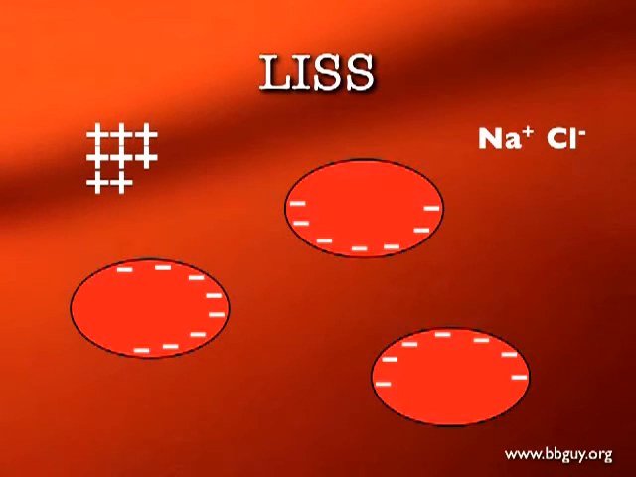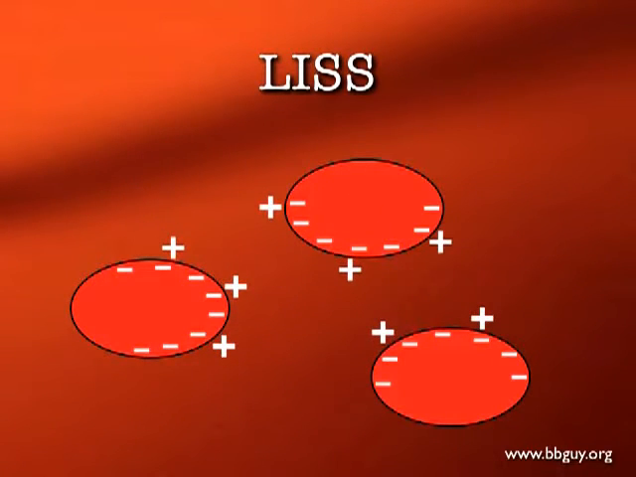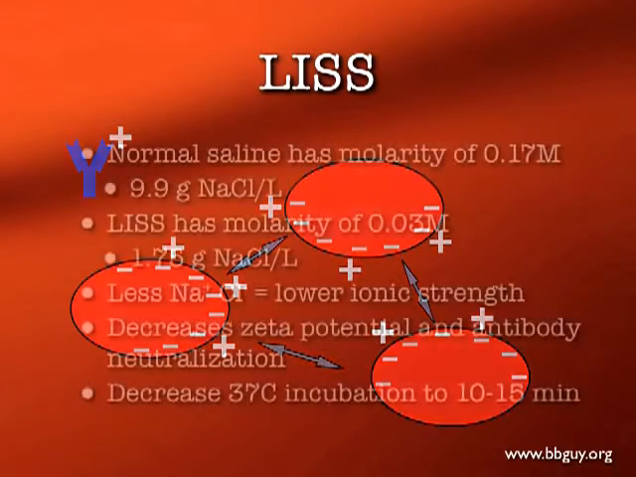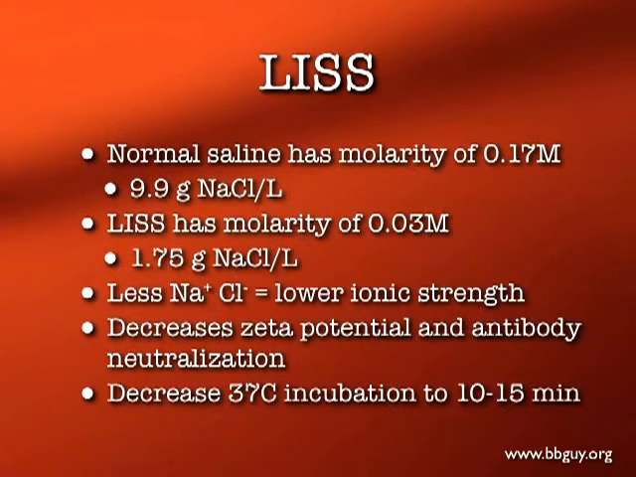Now, LIS actually has fewer sodium and chloride ions, so in the same scenario that I showed you at the beginning, there are fewer positive ions to go and grab onto the surface, and so you get less of an ionic cloud and potentially less zeta potential as a result of that, and fewer chloride ions to neutralize those antibodies. This is a busy slide that talks about lists.